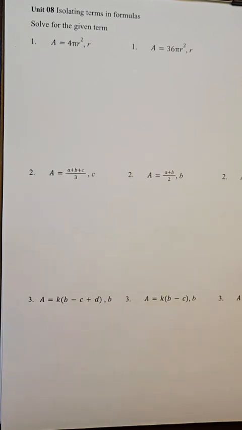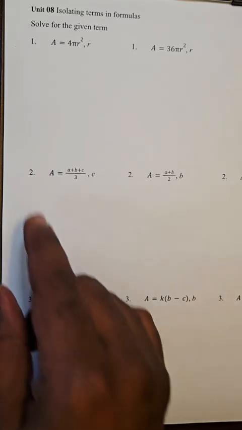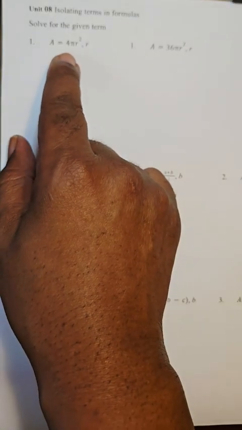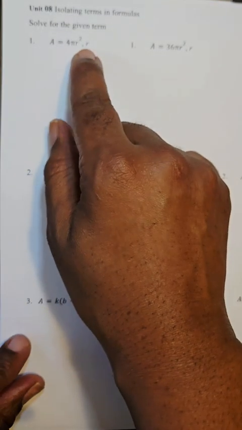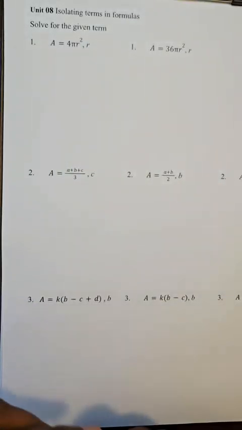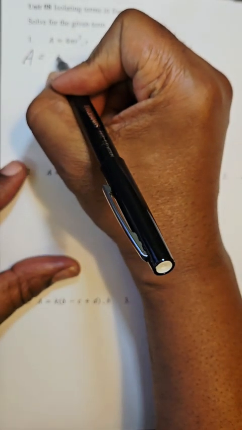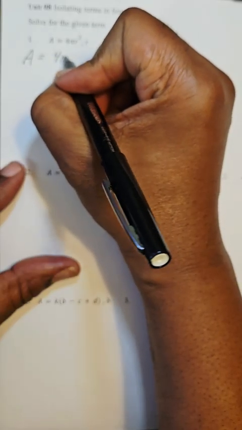Isolating terms in a formula. Here we have a formula A equals 4 times pi r squared, and we want to solve for r. Now, what's keeping r from being isolated is the 4, the pi, and the square.